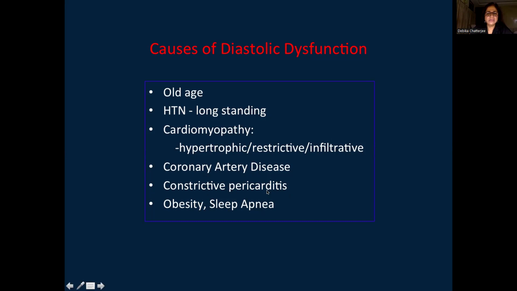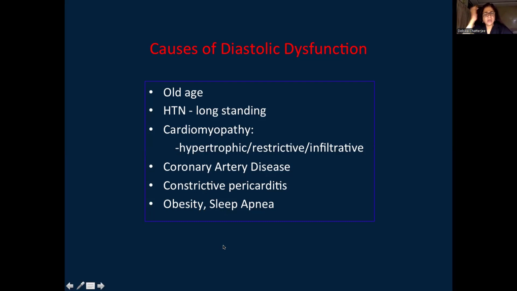Constrictive pericarditis. This is an extrinsic cause which hampers the compliance of the ventricle. It doesn't allow the ventricle to expand, because the ventricle is cemented with the calcified pericardium in constrictive pericarditis. So it becomes non-compliant. So that becomes a cause of diastolic dysfunction. Then obesity and sleep apnea.